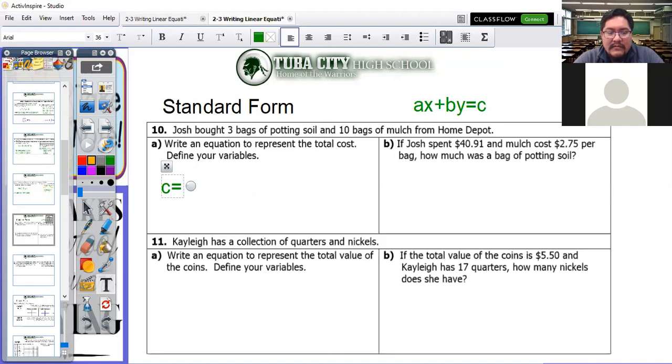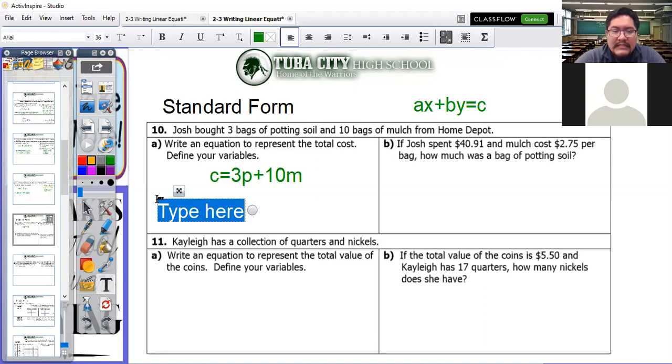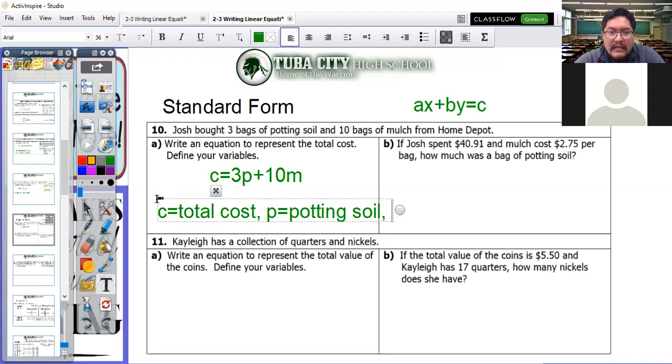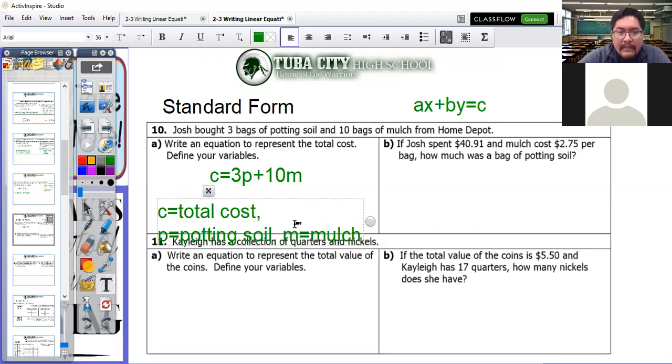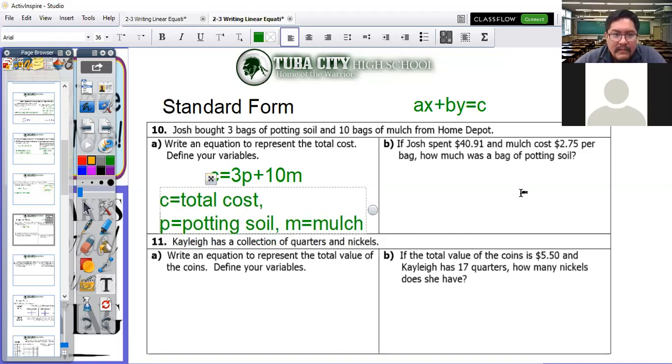C equals 3, and I'm going to say P for potting soil, plus 10 M. And it says to define the variable. So C is total cost, P is potting soil, and M is mulch. So I'm going to have to find a way to fit all this together. There you go, that works out better. Now we know what we're looking for. We've identified our variables. So let's move on to the second part.